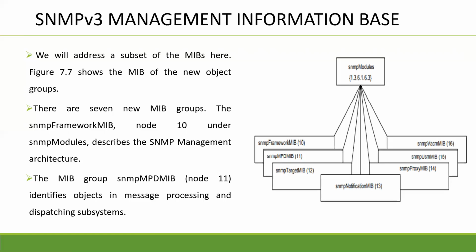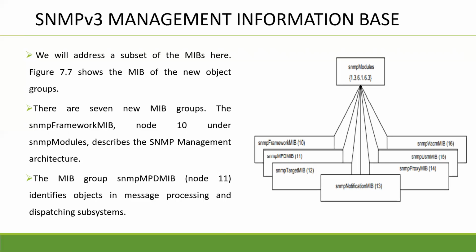We will address a subset of the MIB here. From that diagram, the new object groups are nodes under SNMP nodes 1.3.6.1.6.3, right? There are 7 new MIB groups. In that SNMP framework MIB, node 10 under SNMP modules describes the SNMP management architecture.